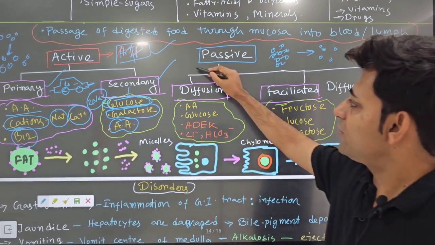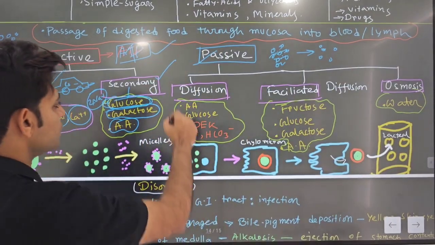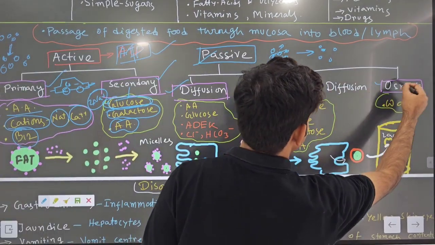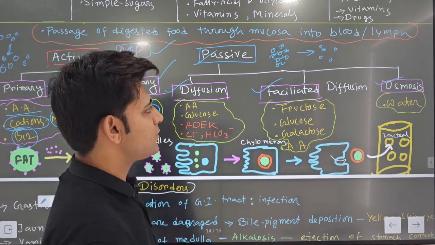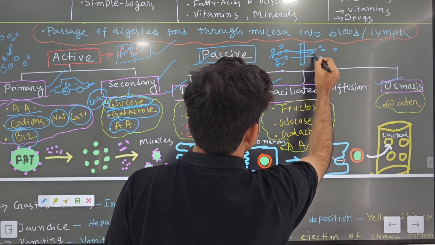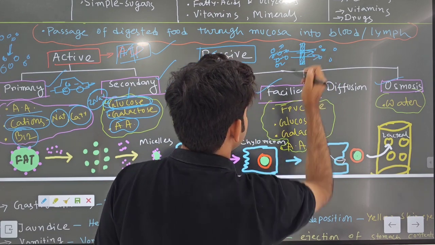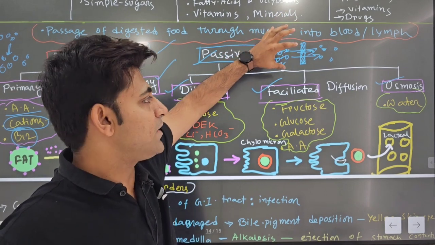Now, who will be following passive transportation? There are different types of passive transportation: diffusion, facilitated diffusion, and osmosis. What is diffusion? If particles are simply moving from high concentration to low concentration zone through a semi-permeable membrane, that is called diffusion, and these particles should be solute particles.